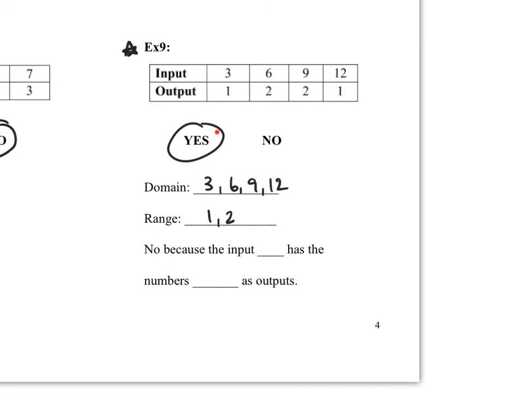So yes, it's a function. It doesn't matter that the outputs repeat themselves. That has nothing to do with a function or not. So this is a yes. Each input has only one output. Domain would be 3, 6, 9, and 12. And your range, you might have said 1, 2, 2, 1, but you only have to say what numbers you see appear here. And I only see the numbers 1 and 2.